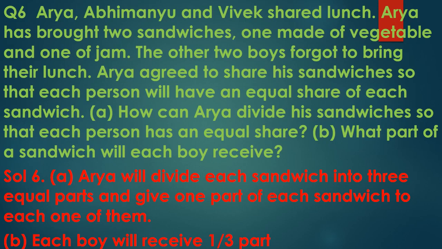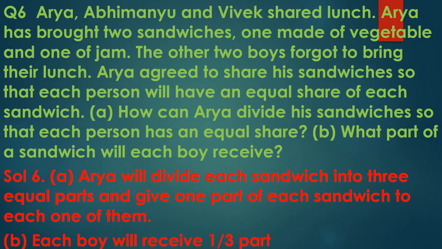Fifth question is, what fraction of an hour is 40 minutes? 1 hour equals 60 minutes. And out of 60 minutes, we have taken out 40 minutes. So the required fraction is 40/60. Converted into simplest form, it is 2/3.